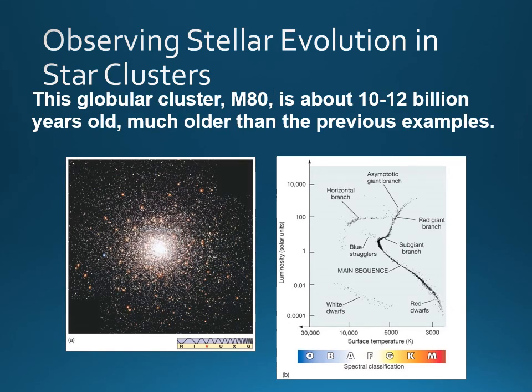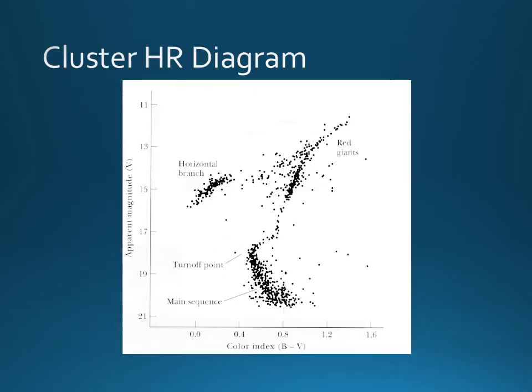This globular cluster, M80, is about 10 to 12 billion years old, much older than the previous examples. Since all the stars in the cluster formed at the same time, they are all at the same age. A very young cluster will have an HR diagram with a cluster of T Tauri stars evolving towards the main sequence. As time passes, the most massive stars at the top of the main sequence evolve into red giants. Therefore, the older the cluster, the fewer stars to be found at the top of the main sequence. And an obvious grouping of red giants will be seen at the top right of the HR diagram.